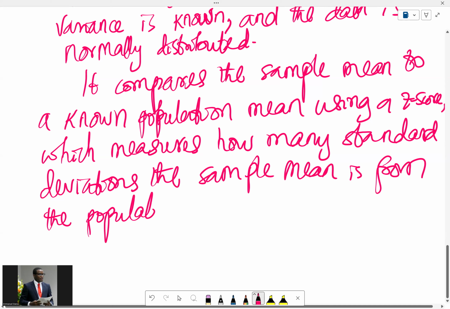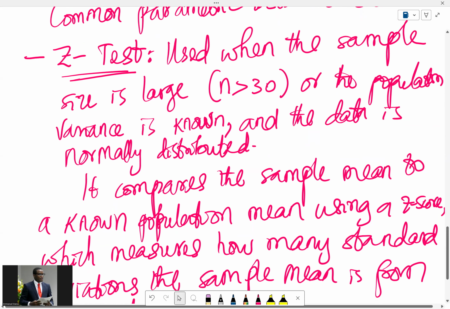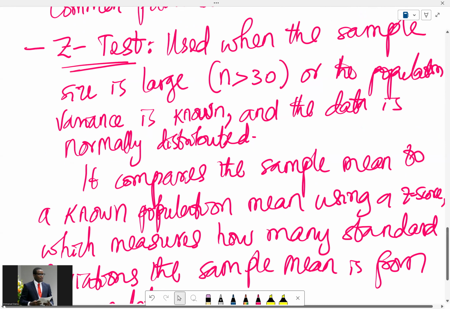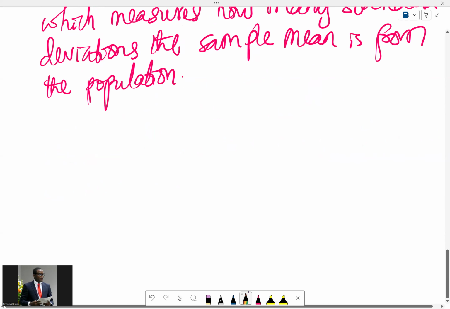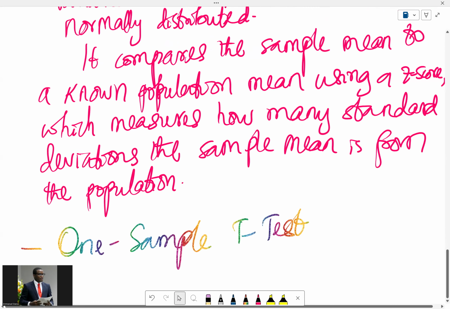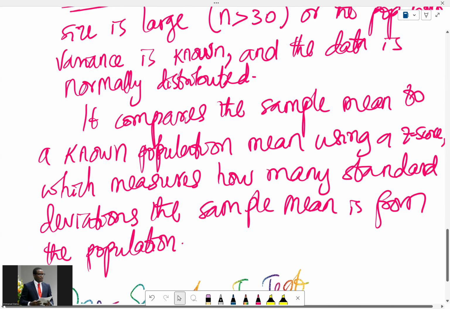Okay, so that is when you use a z-test. The sample size is large enough, greater than or equal to 30. The variance of the population is known. Now that's about z-tests. Let's talk about another test, which is the t-test. For the t-test, you can have the one sample t-test.